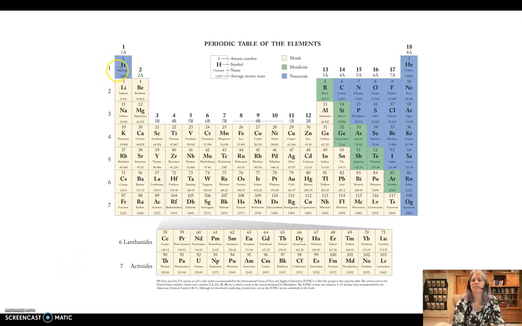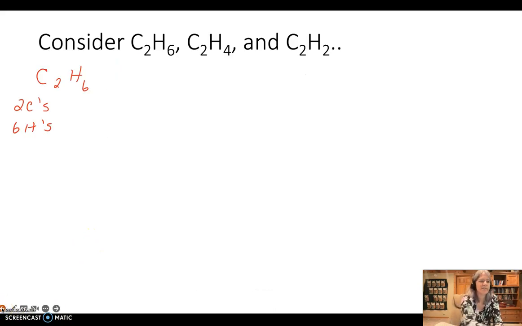Hydrogen is here in group 1, and so hydrogen only has 1 electron, just 1 valence electron. It doesn't have a full shell. That's why it's a valence electron. The valence electrons are in partially filled shells. Okay, so we'll go back here and write down: we have 2 carbons, so 2 times 4 valence electrons is 8, and we have 6 hydrogens, so 6 times 1 valence electron is 6. So our total number of valence electrons in this compound is 14.